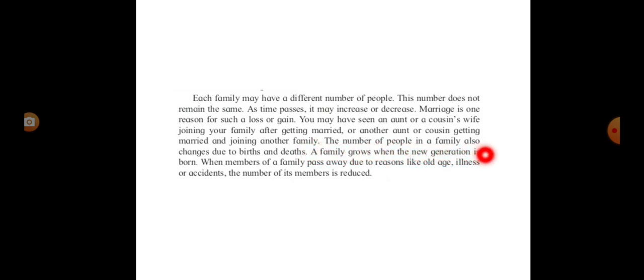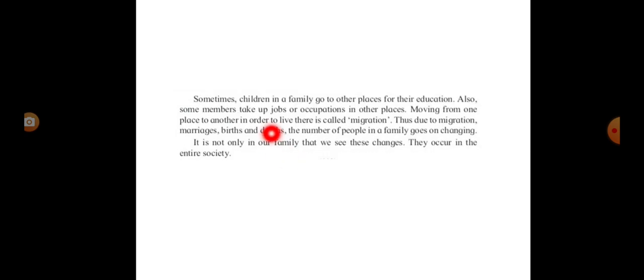The number of people in a family also changes due to birth and deaths. A family grows when the new generation is born. When members of a family pass away due to reasons like old age, illness, or accidents, the number of its members is reduced. Sometimes children in a family go to other places for their education. Also, some members take up jobs or occupation in other places. Moving from one place to another in order to live there is called migration. Thus, due to migration, marriages, births, and deaths, the number of people in a family goes on changing.